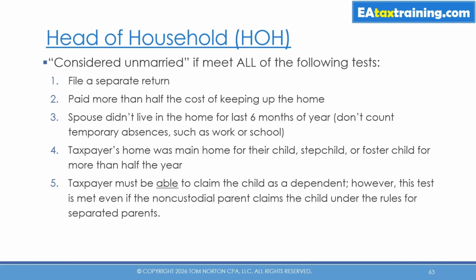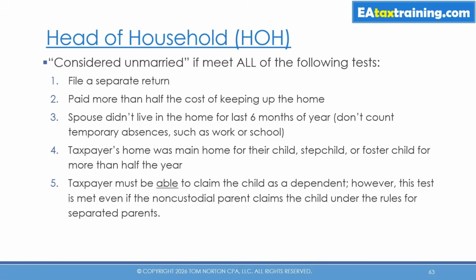First, you have to file a separate return. Second, you have to have paid more than half the cost of keeping up the home. Third, your spouse did not live in the home for the last 6 months of the year. In here, you don't get to count temporary absences in your favor. So it kind of works the other way. If your spouse is just out of town on business for the last 6 months of the year, that does not count for this rule. It has to be that their actual home is not your home for the last 6 months, not just that they're out of town for the last 6 months. So they have to have a separate home from you for the last 6 months of the year.